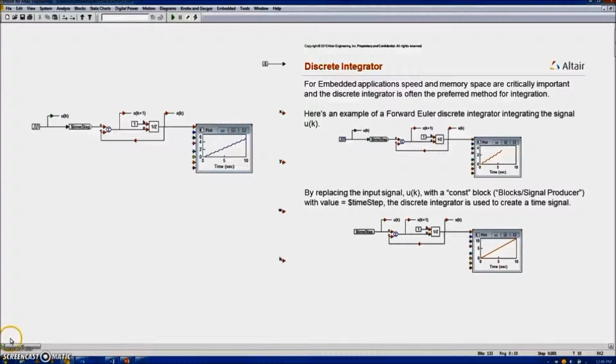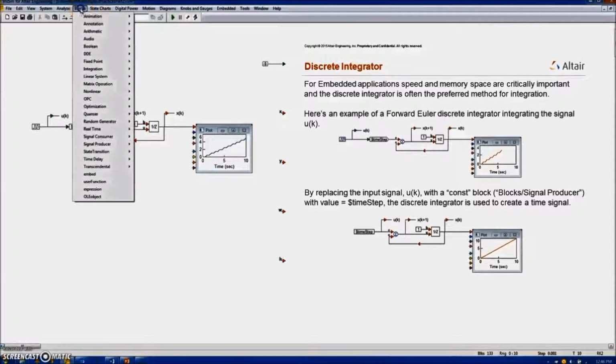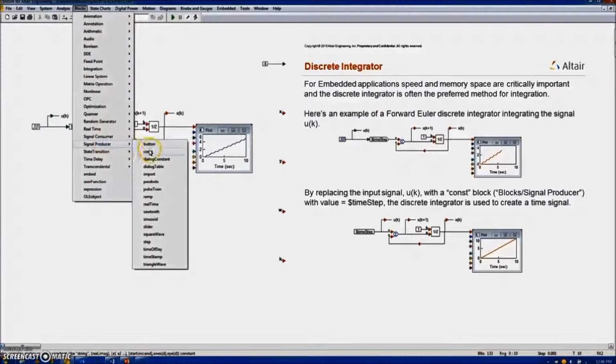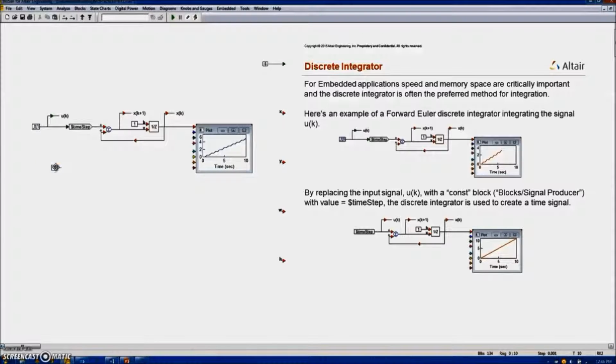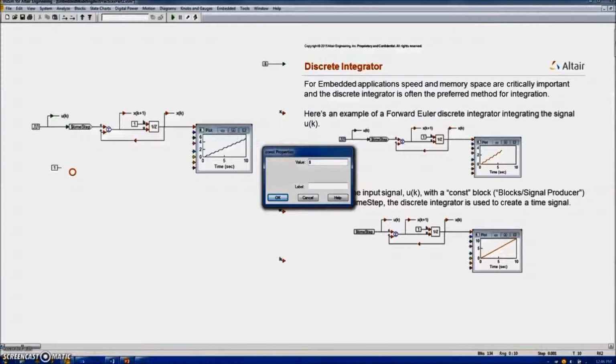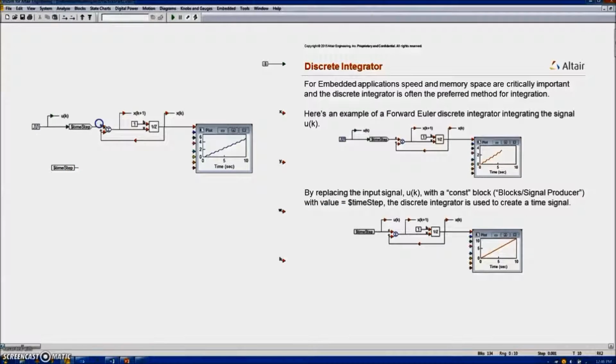We can modify our discrete integrator to a function that produces time by replacing the input signal and the time step gain with a constant set to $time step. If I go under Block, Signal Producer, Constant, select the constant value to be $time step, and connect that in place of my existing input, I will have created a time signal. You notice the slope is 1.